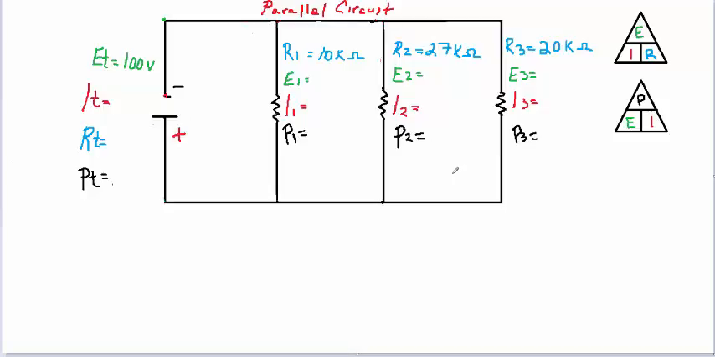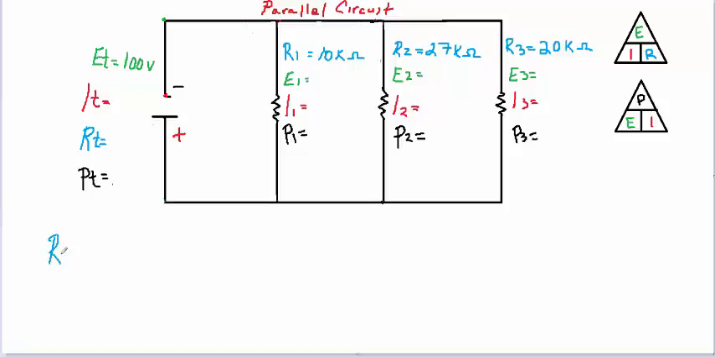Okay, let's do this fairly simple parallel circuit. 3 resistors in parallel, 10K, 27K, and 20K. So 10K, K means 1,000, so 10,000, 27,000, and 20,000. So the first thing we want to do is determine what our resistance is in the circuit.